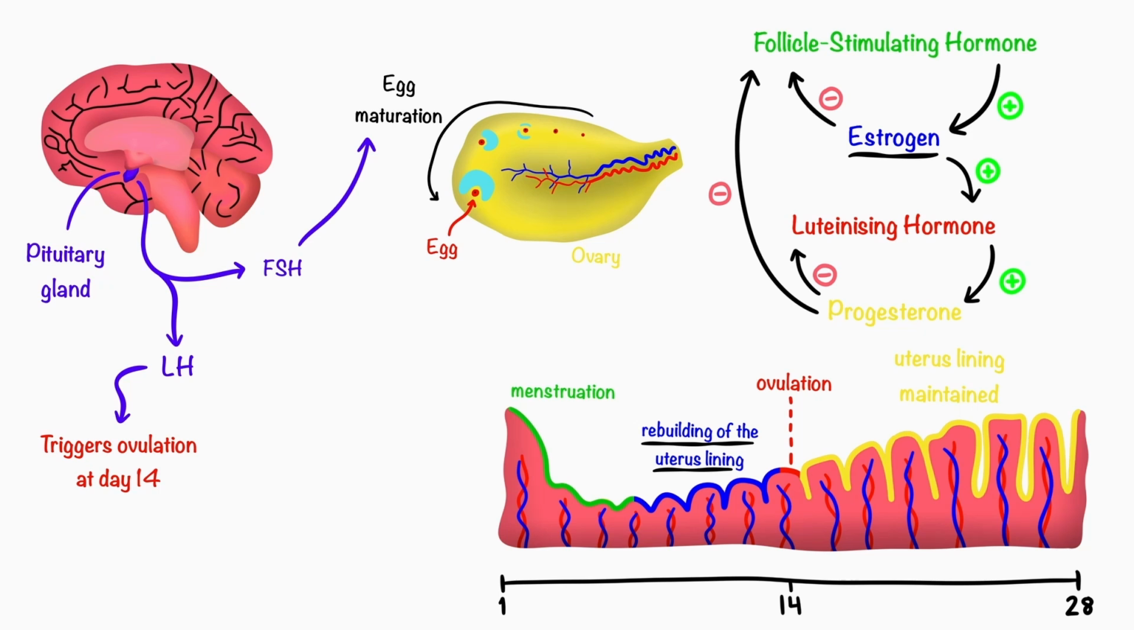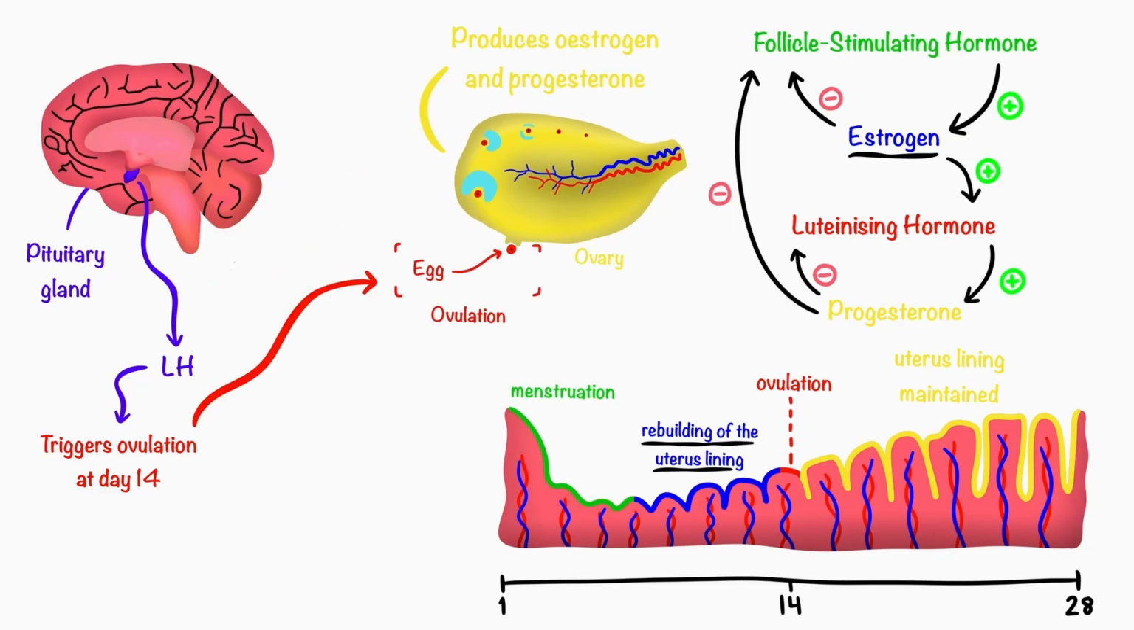Luteinizing hormone is also produced by the pituitary gland. It stimulates the release of an egg at day 14 of the cycle, the process known as ovulation. After ovulation, the remains of the follicle develop into a structure called the corpus luteum, which produces progesterone. Progesterone maintains the lining of the uterus during the second half of the cycle. If progesterone levels fall, the lining breaks down, leading to menstruation.